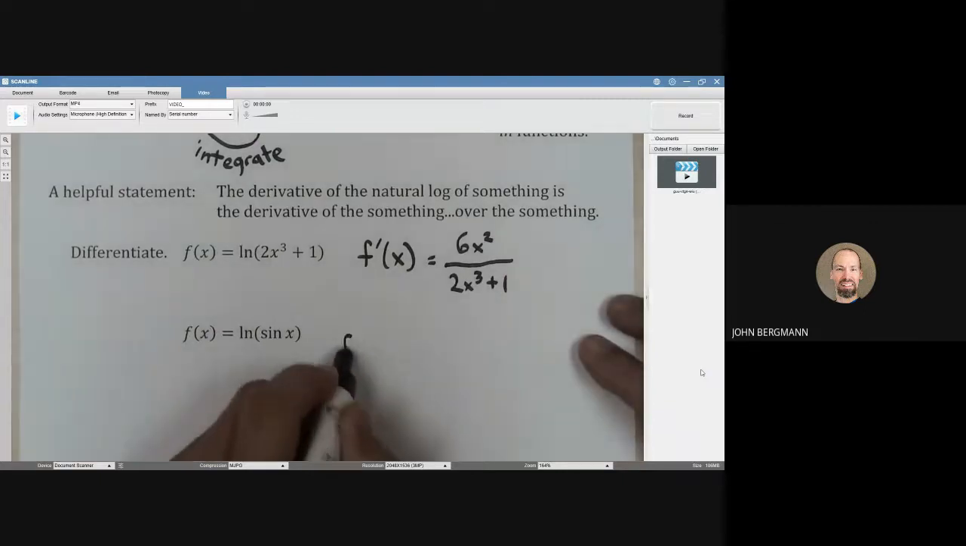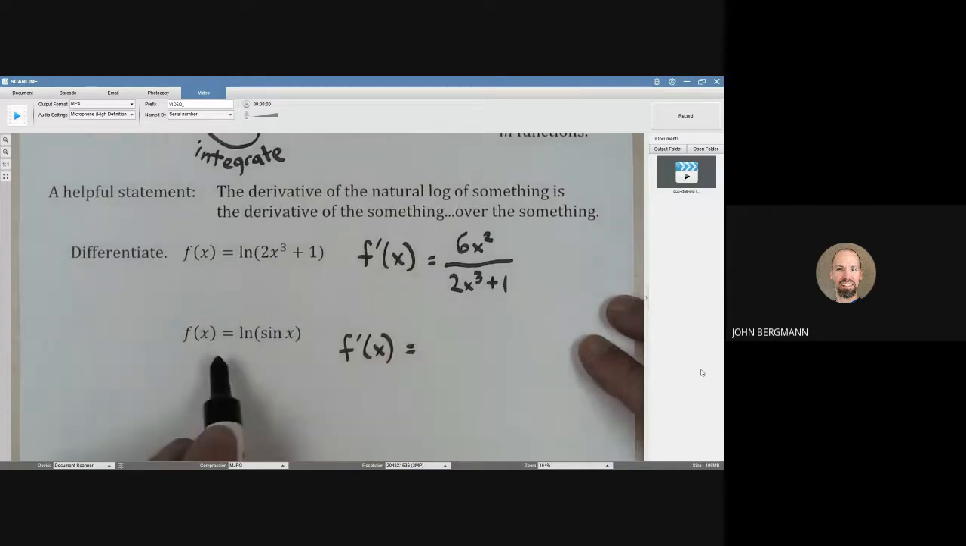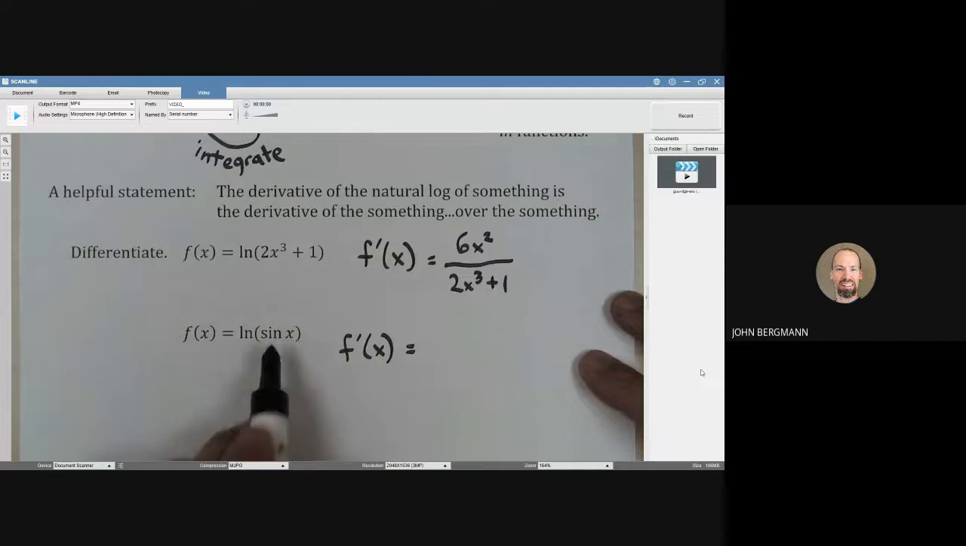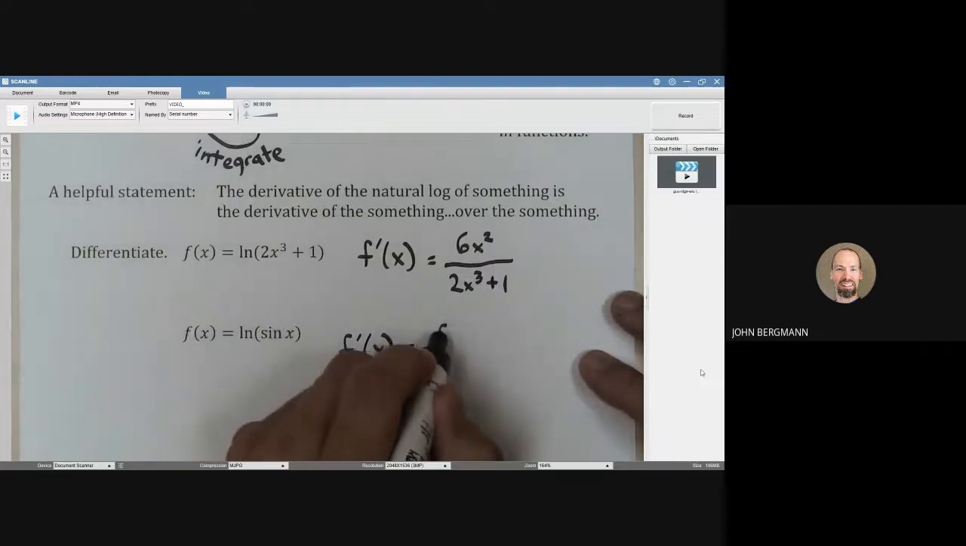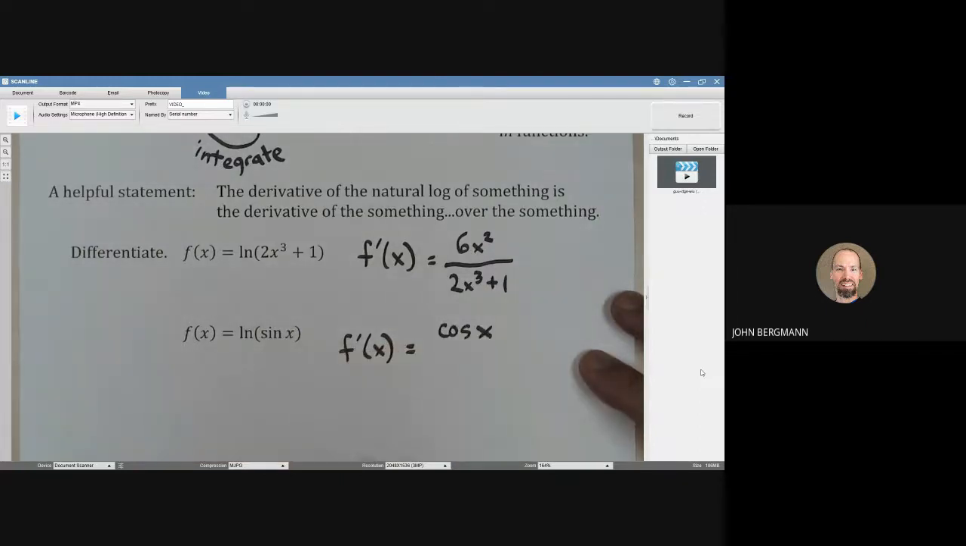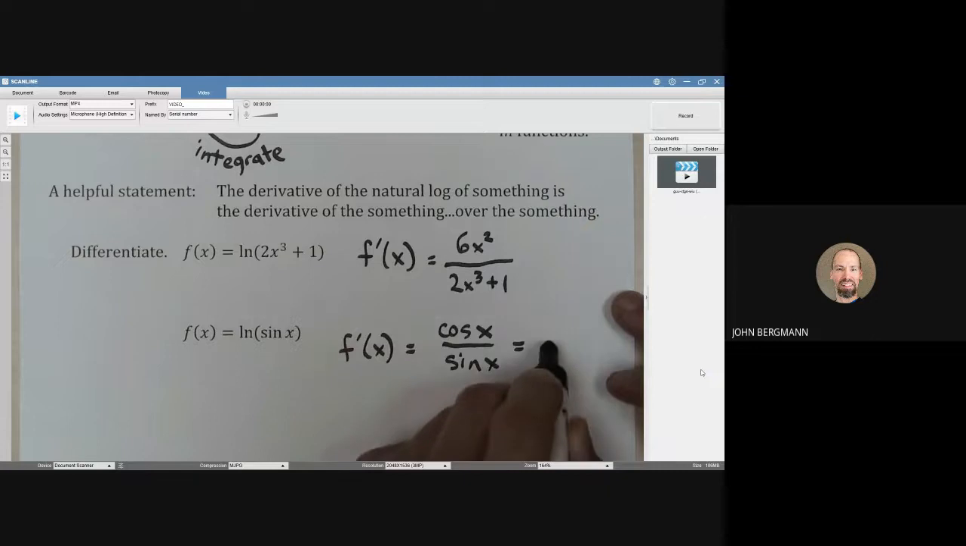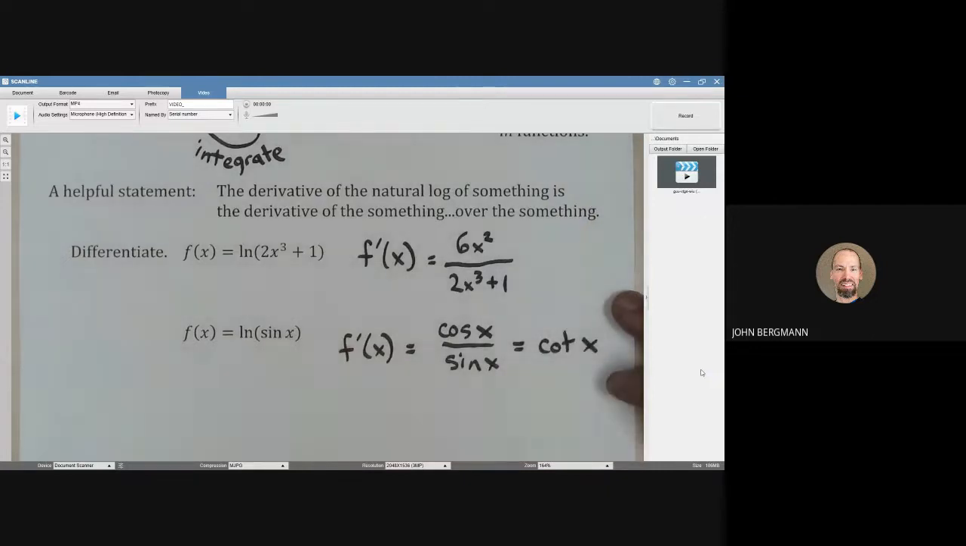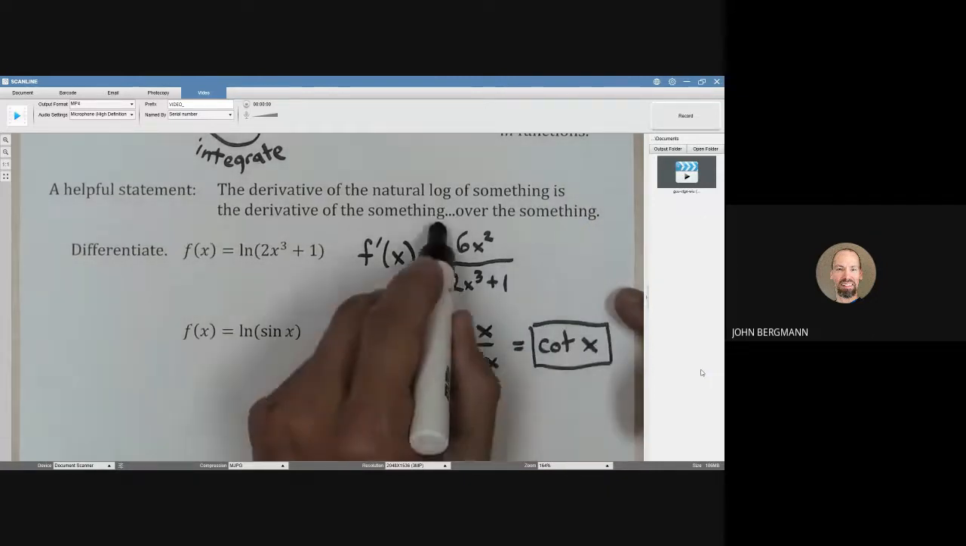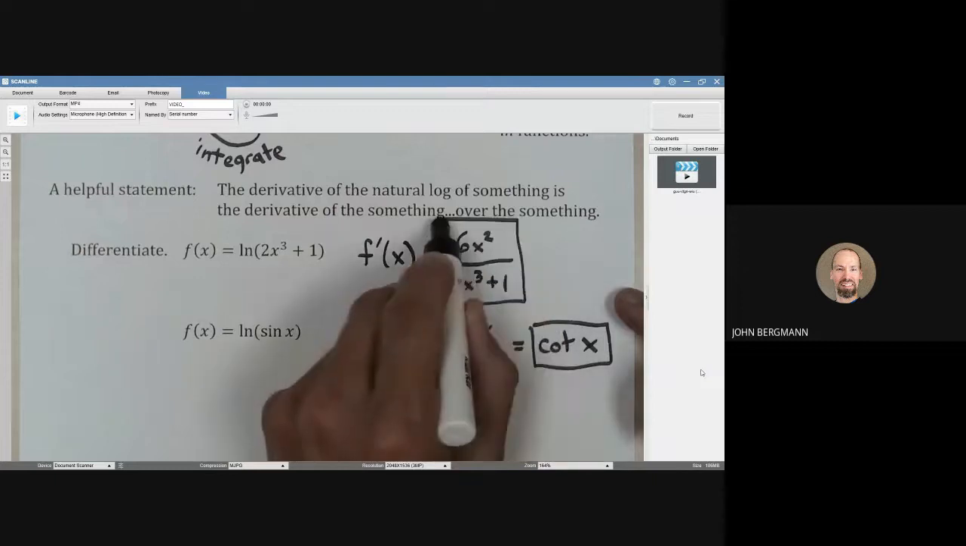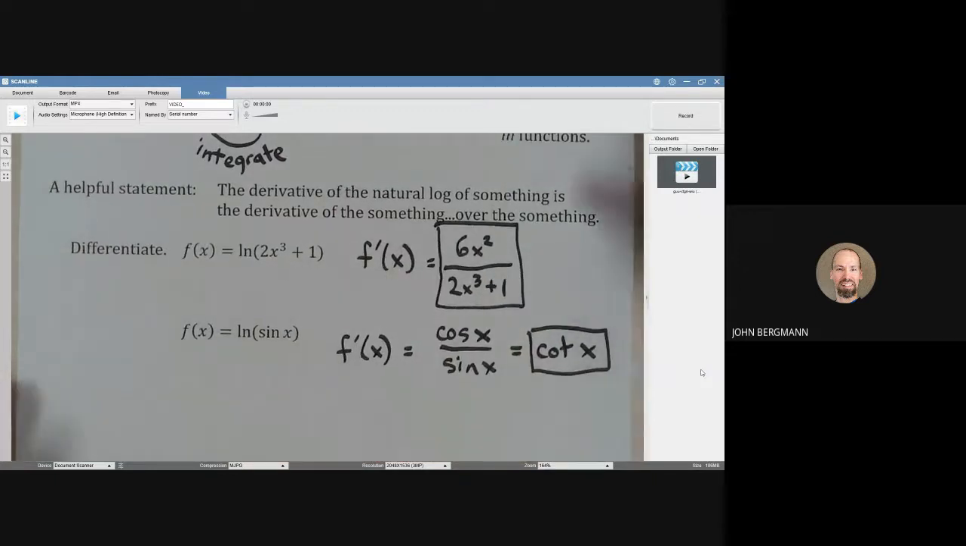Let's try one more here. What would this be? The derivative of the natural log of something is the derivative of the something over the something. Let's see. What's the derivative of sine x? Cosine x. Cosine over sine. What is that? Cotangent? Cotangent x. There you go. That's as much as we'll have to do in this class with e and natural logarithms.